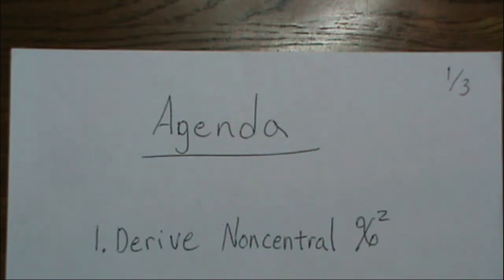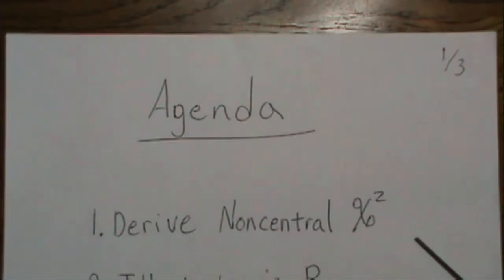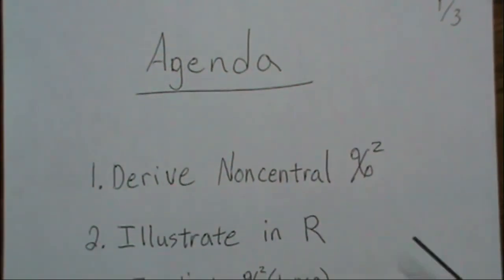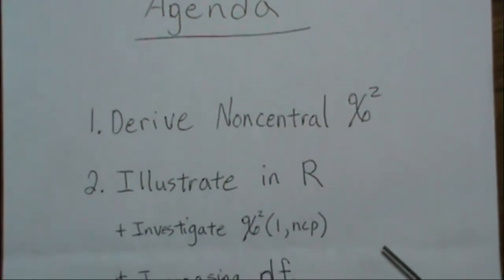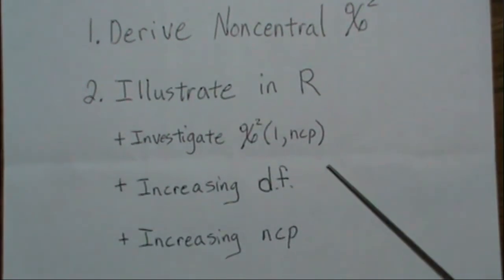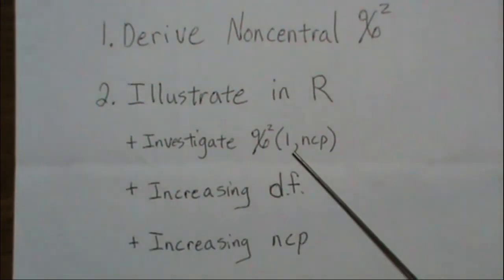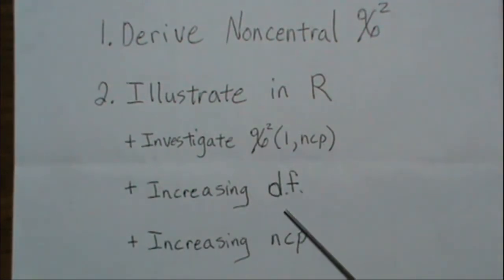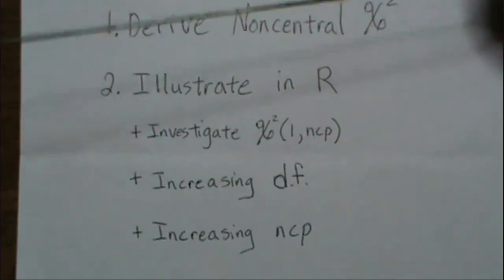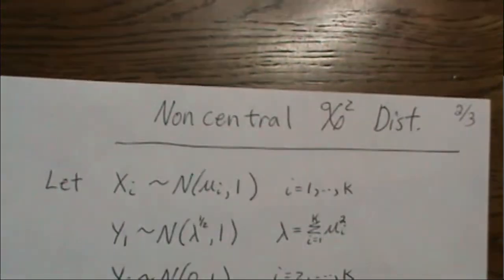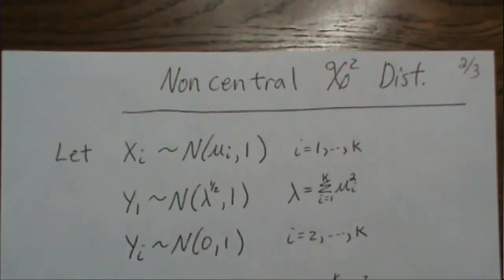The agenda for today's talk is to derive the non-central chi-square distribution, and then we're going to illustrate this distribution within R. We're going to investigate the non-central chi-squared with 1 degree of freedom. We're going to look at what happens when you increase the degrees of freedom and when you increase the non-centrality parameter. So to start, we're going to define some variables.